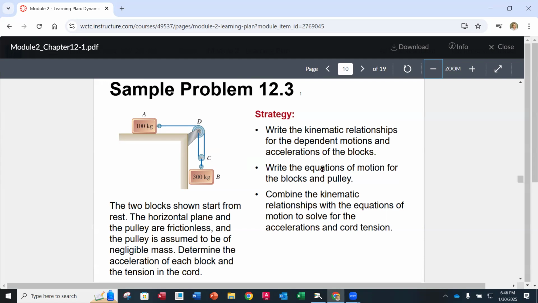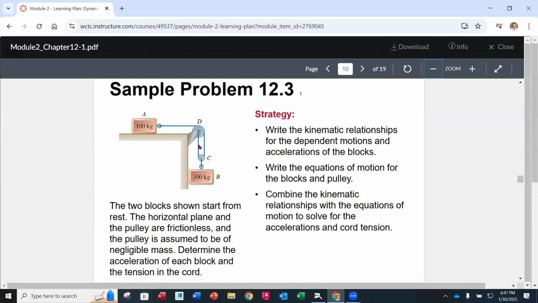We have two blocks here and they're connected by the pulley system that you see, okay? Now, in this case, pull out the paper as well. Just trying to get my stuff organized here. So in this case, we have a 100-kilogram block A, 300-kilogram block B. And what we want to do is determine the acceleration of each one of the blocks and what the tension in the cord is.